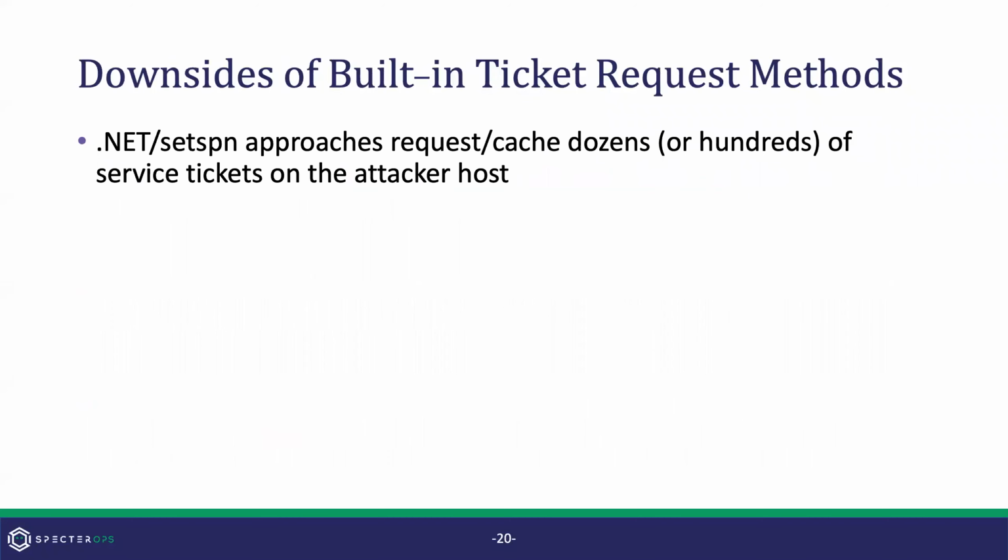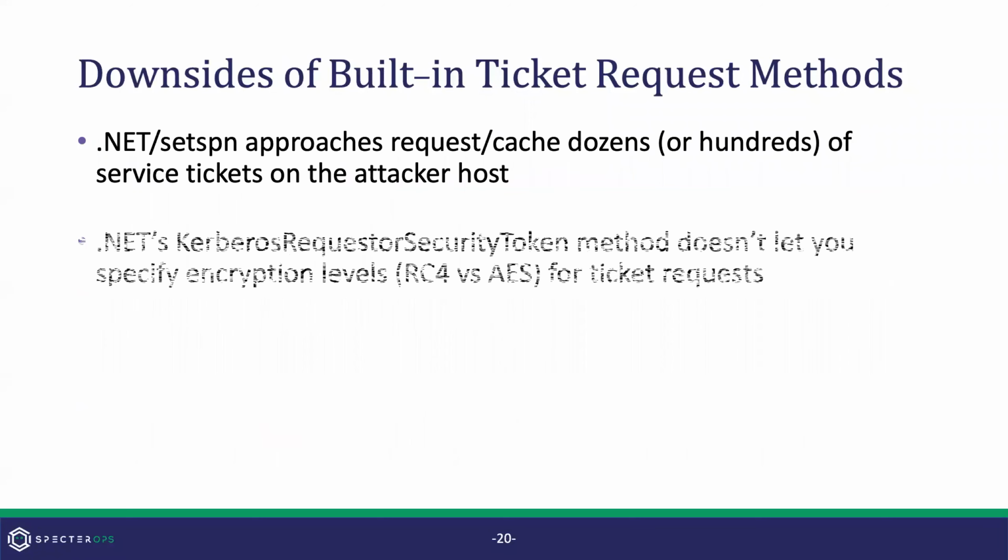So again, like I just mentioned, that's a pretty big downside for the number of requests or cached tickets, which can be dozens or hundreds that are pulled down to the attacker host. And as mentioned, .NET's Kerberos request or security token doesn't let you specify encryption levels, meaning RC4 or AES, for the ticket request. Because in order to control the encryption types, we need a fully proper ticket granting ticket. We need to implement all the Kerberos exchanges ourselves in a controllable way so we can actually modify all the flags and do what we want.